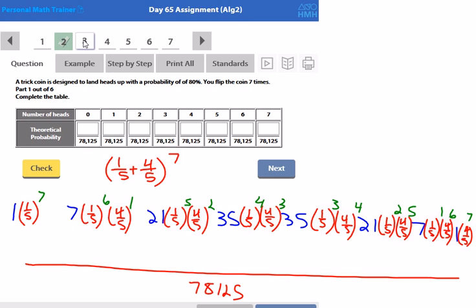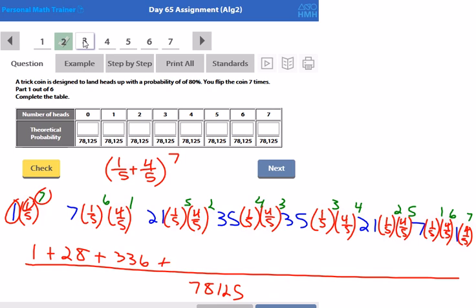So, for instance, for the first term, 1 times 1 to the 7th is just 1. So the chances of getting all tails is 1 out of 78125, plus to get 6 tails and 1 head would be 7 times 1 to the 6th times 4. So that's just going to be 28. And I'll just finish this off. 21 times 16 is 336.